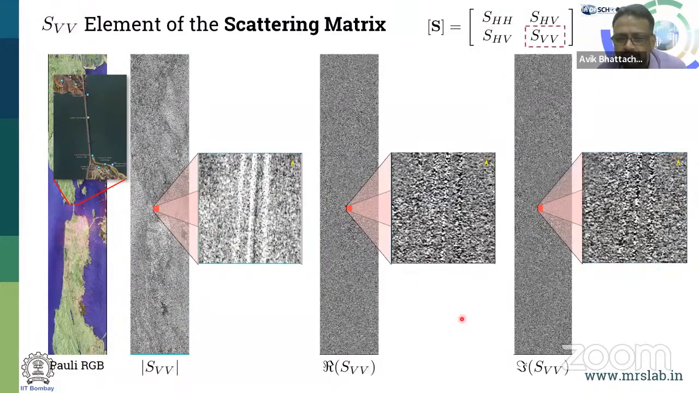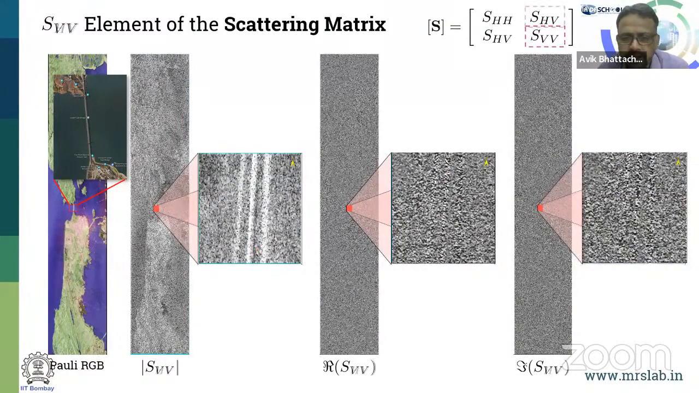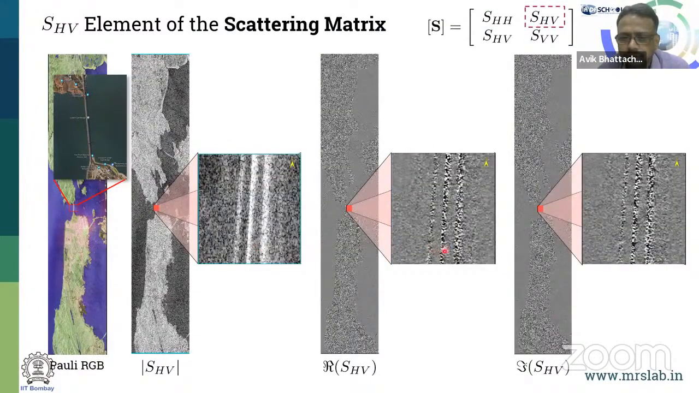If I see it in VV, not much changes, but you can see, of course, that there is a change between HH and VV for scattering from certain areas. If you see the HV component over here, there is information which can be seen from the real and the imaginary part, and also in its own intensity. So this is the measurement which we have. One pixel corresponds to this 2x2 complex measurement. This is the starting point, the very beginning when we start radar polarimetry.